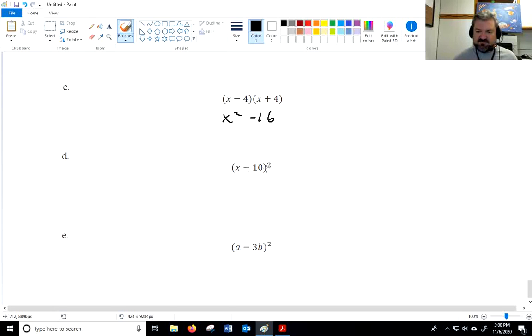Then here we have x minus 10 squared. This is our perfect square trinomial pattern. So when we square a binomial, we square the first term, multiply the two together and double it, and then square the last term. And we can see that as well here. Square the first term, multiply the two together and double it. So it's not 3ab, but 6ab. And then plus 9b squared. Make sure you square both the 3 and the b.